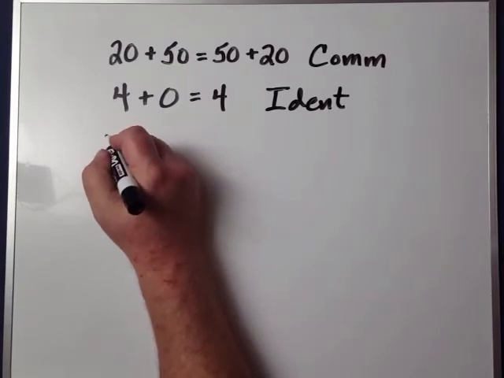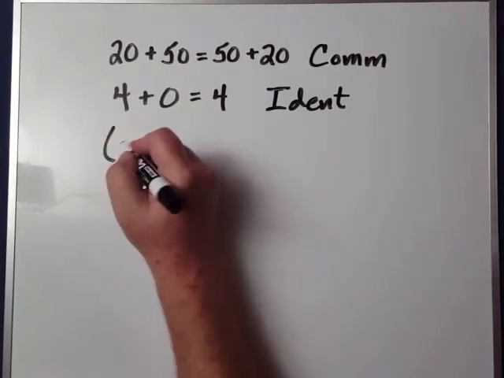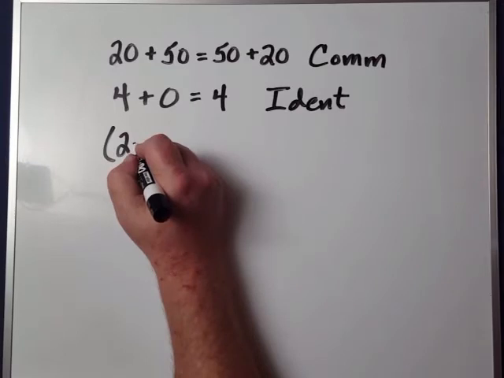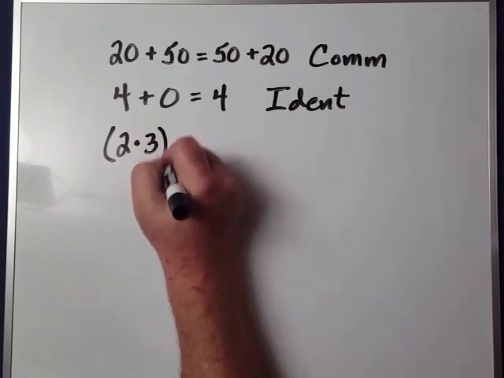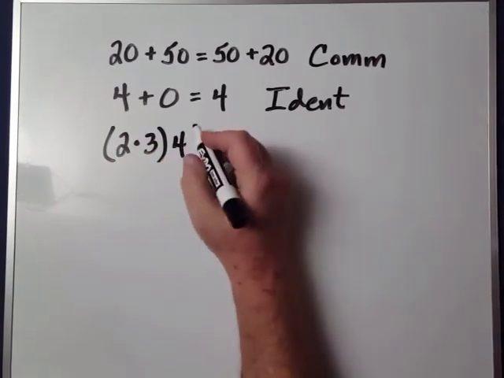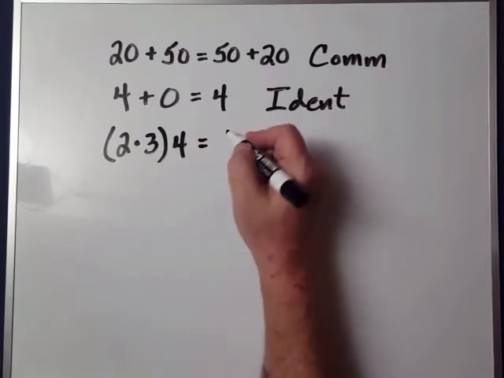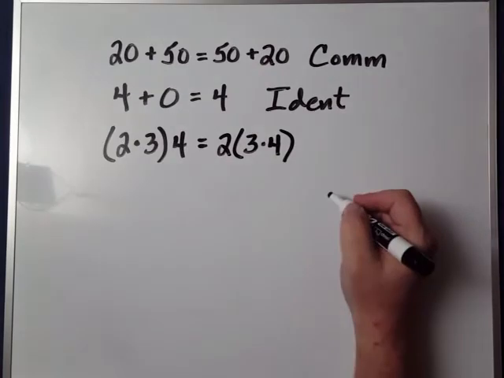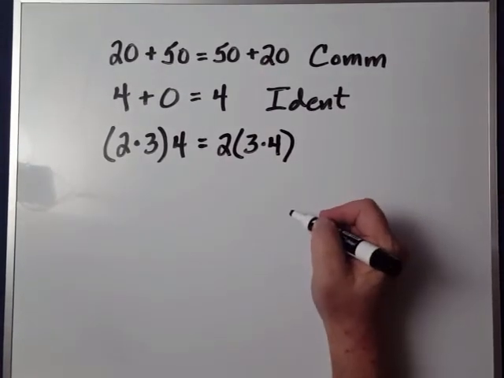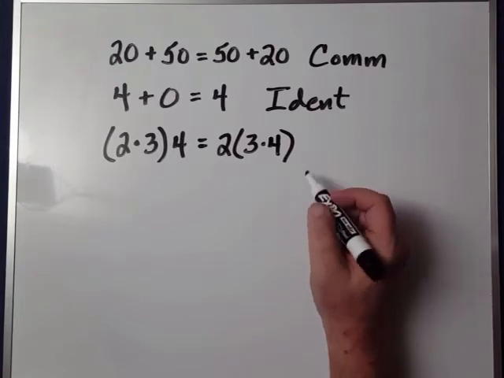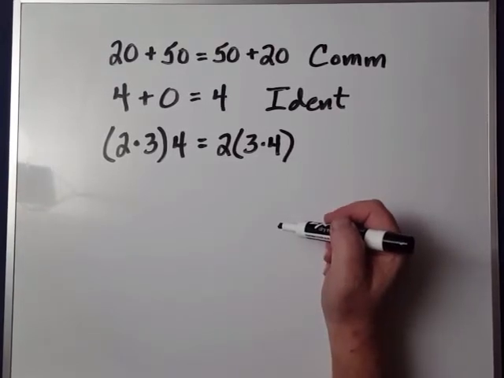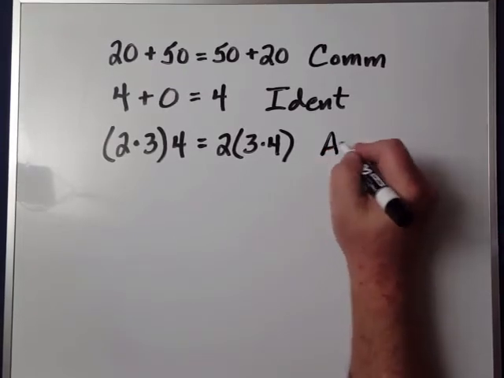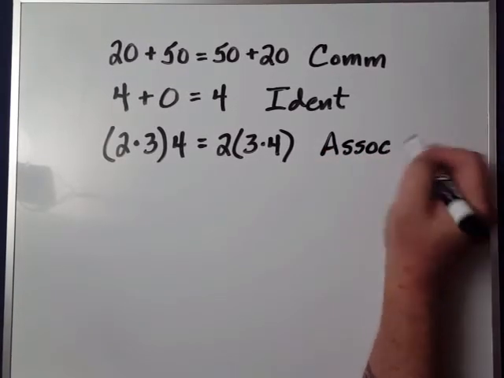If I give you a problem, say 2 times the quantity 3 times 4 equals 2 times 3 times the quantity 4. What has changed from one side to the other? The only thing that has changed is how this multiplication is being grouped. Changing a grouping, that's illustrating the associative property.